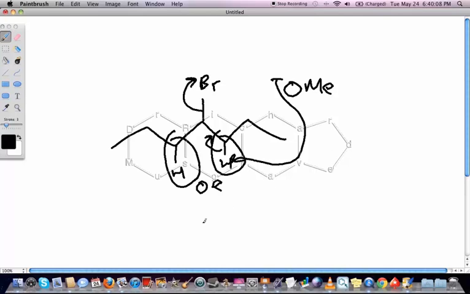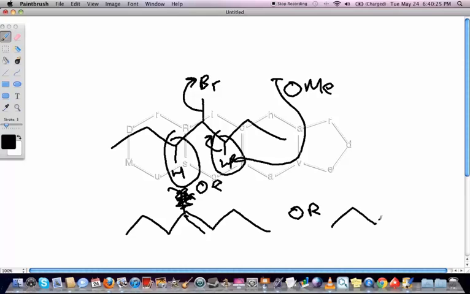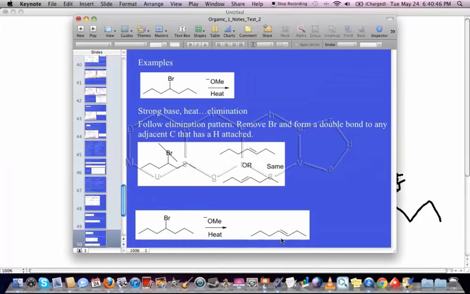Thus, what we can say is, as a general rule and a general pattern, this works out very well for elimination processes, is that we can just get rid of the Br and draw a double bond either here or here. So the Br is gone and we're just left with the double bond either this side or this side. It turns out though, if you look at both of these, they're actually exactly the same. So we only get one product out of this elimination process, and that's this one here.